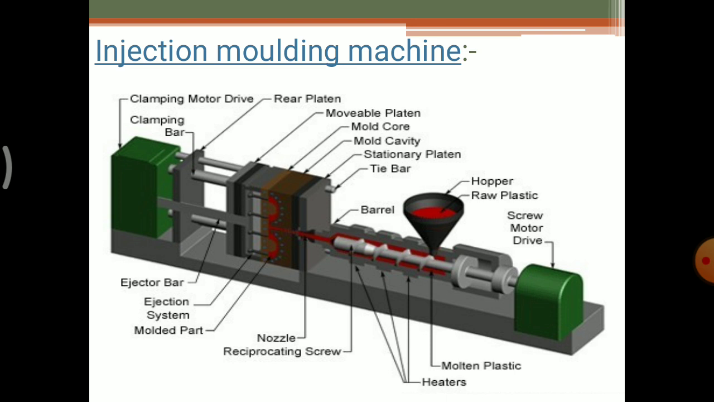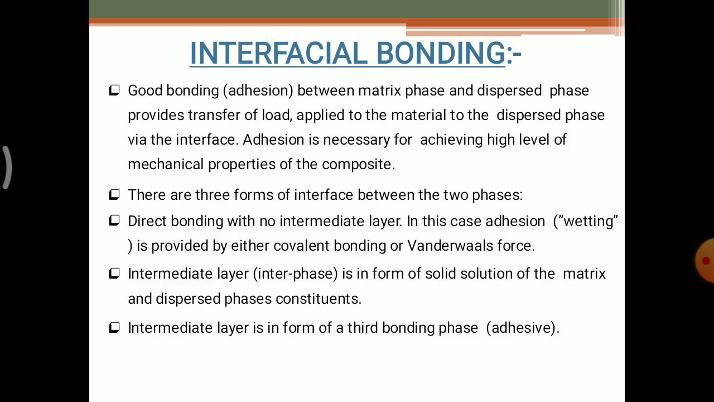And the last topic to be delivered in this unit is the interfacial bonding. So between the matrix phase and dispersed phase, a good bonding should be provided to transfer the load applied to the material to the dispersed phase via the interface.